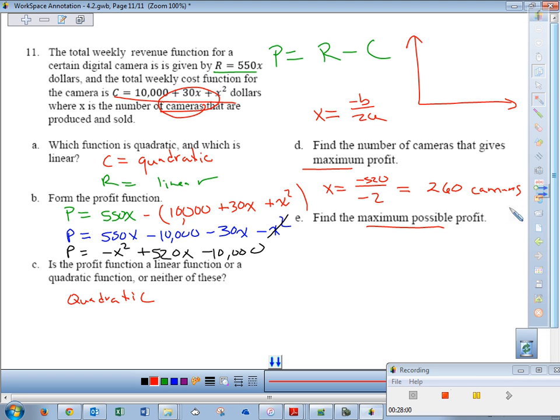That gives the maximum profit. Find the maximum profit. Isn't that the dollar amount when you have 260 cameras made? Isn't that the y value of your vertex? Substitute that into parentheses, into that function. Put 260 in for x is all you have to do to find the vertex.